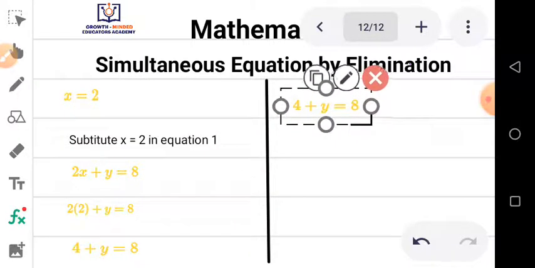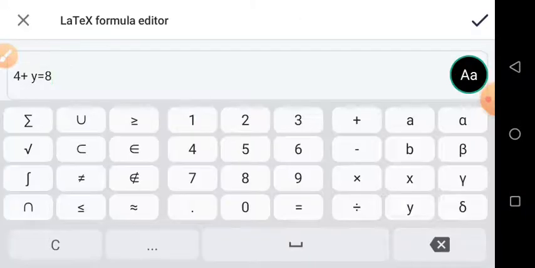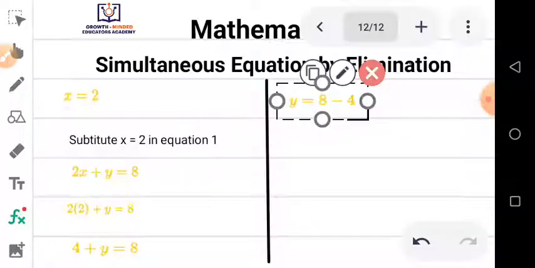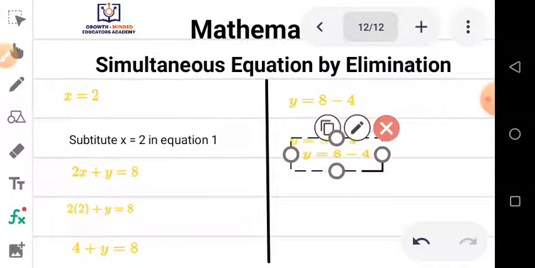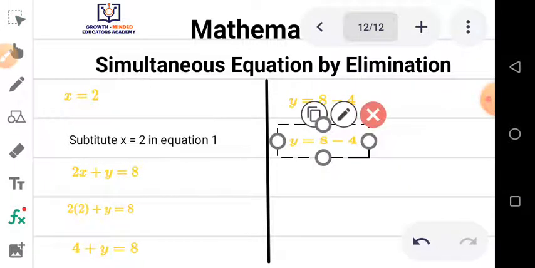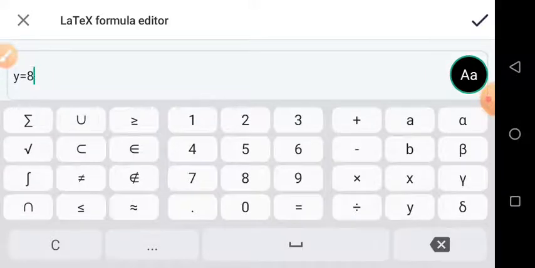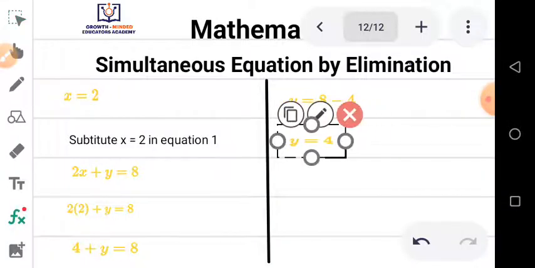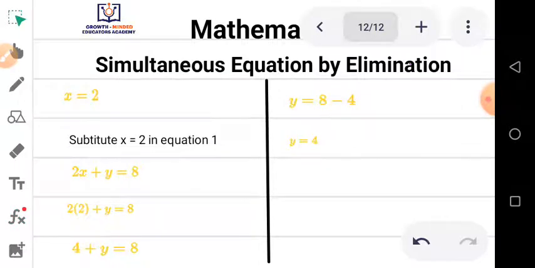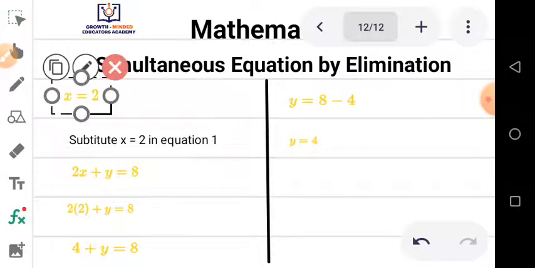Alright, so we just need to collect the like terms and bring the 4 to the other side. Let's come and meet 8, and 4 moves to the other side. Because it's positive, it changes to negative now. Okay, so we have y equals 8 minus 4 now, and before you know it, y is equal to 8 minus 4, which is simply y equals 4. Alright, and that's our final answer.